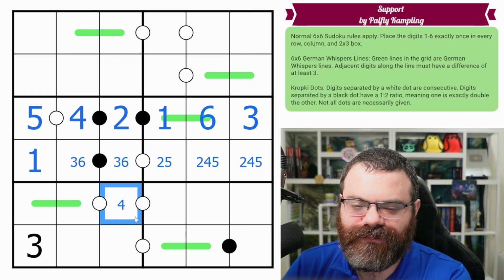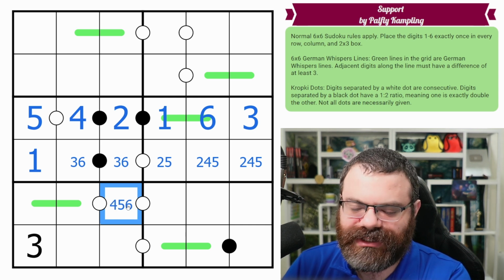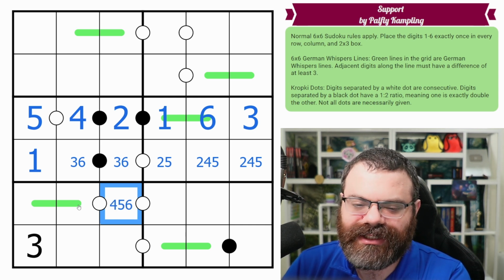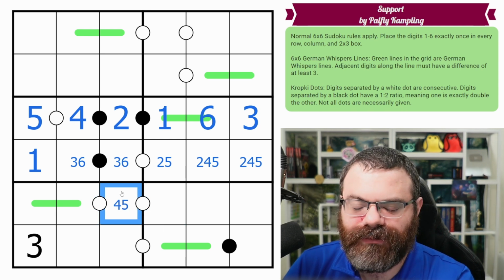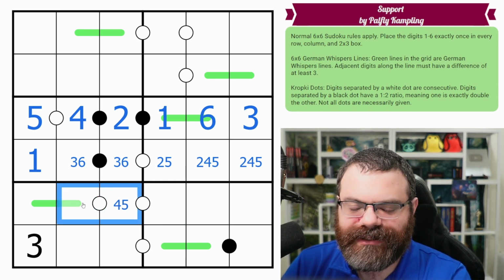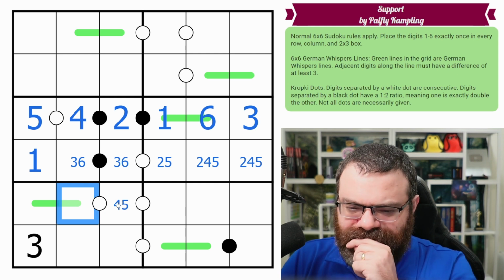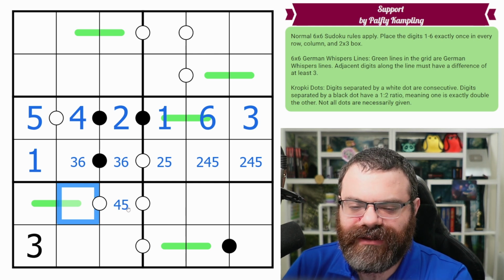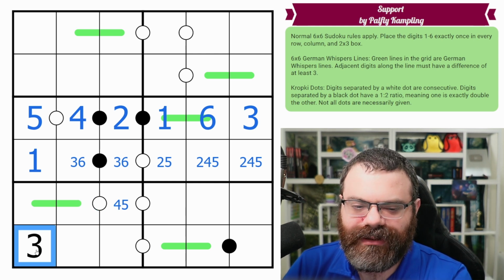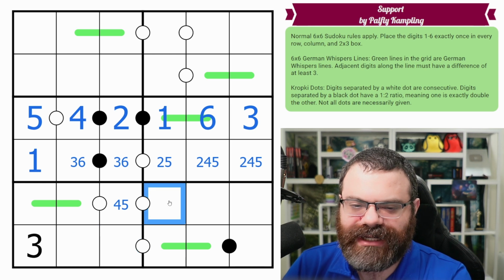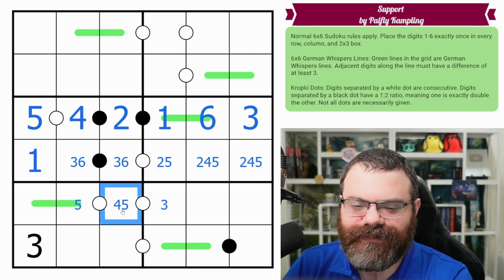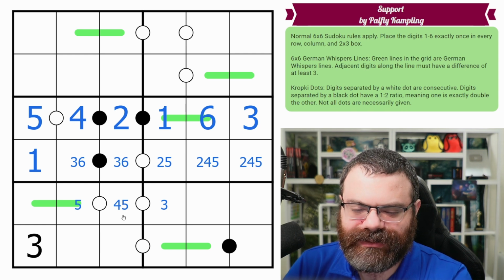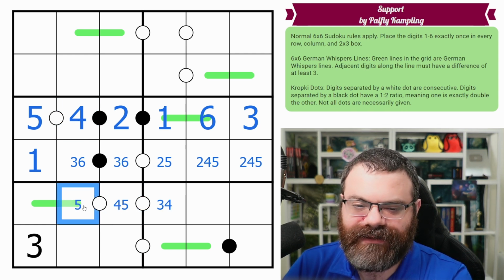So this is definitely 4, 5, or 6. Now 6 also doesn't work for the same reason as 1. 6 would require 5 on both sides. So this is only 4 or 5. Next to 4, 5, I'm either going to be doing 3, 4, 5 across here. Now this 3 tells us we'd have to go 3, 4, 5. Or I'm going 4, 5, 6. And because this can't be 4, we'd have to go 4, 5, 6.